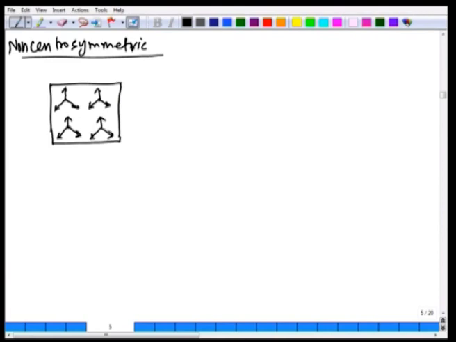Now notice this is not centrosymmetric. The inversion symmetry is not there, therefore it is not a centrosymmetric structure. But in this case polarization is still 0, because these three dipole vectors, when added vectorially, would produce P equal to 0. The length of each dipole I am showing shows you the magnitude of the dipole, they still are equal, and hence net polarization would be 0.